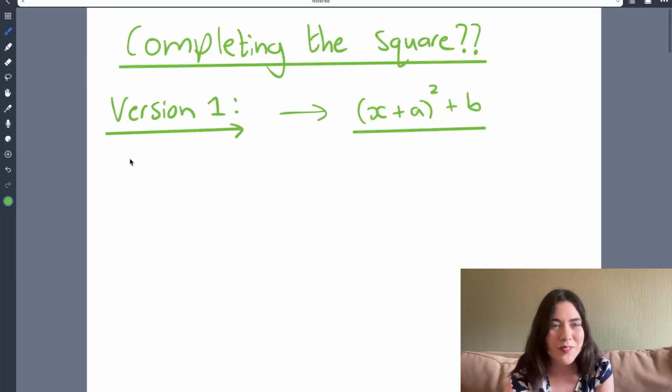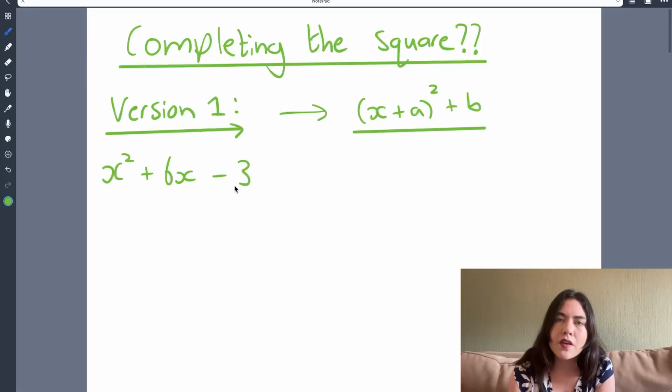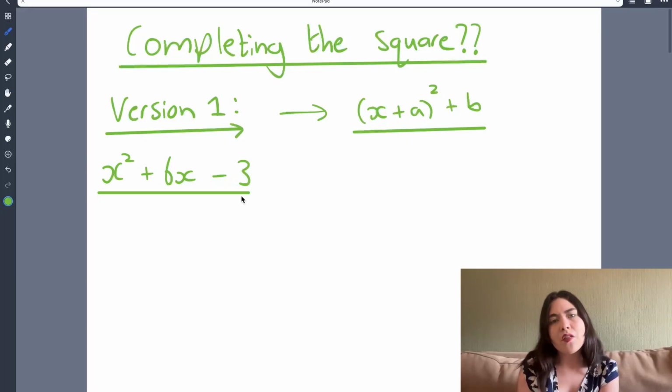I love my steps. So we're going to start by completing the square with this equation right here. I'm going to break this into many different steps, and then we'll do another example of version 1 just so that you can see how I do it again.